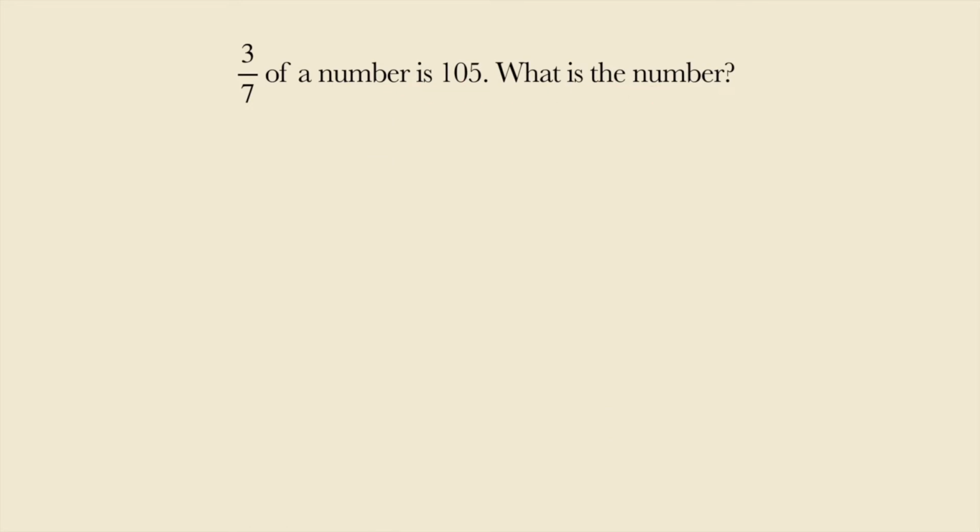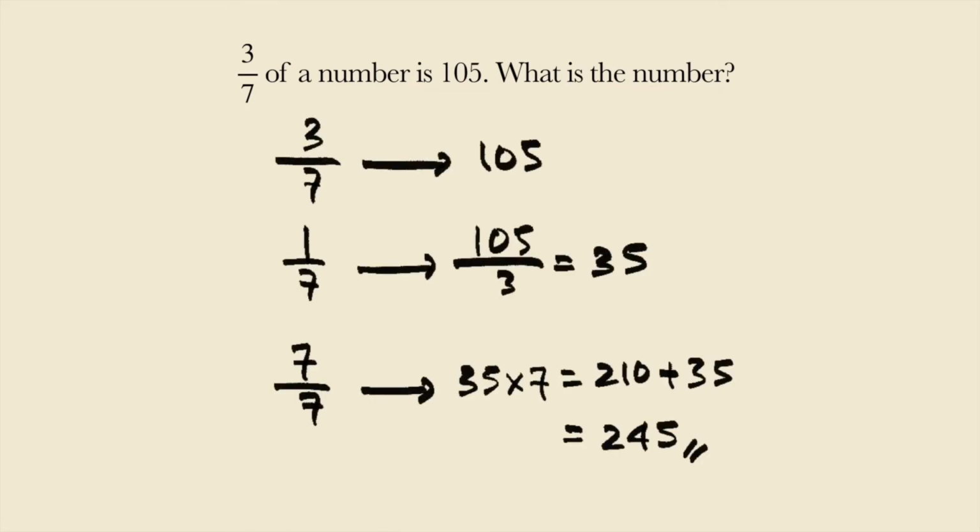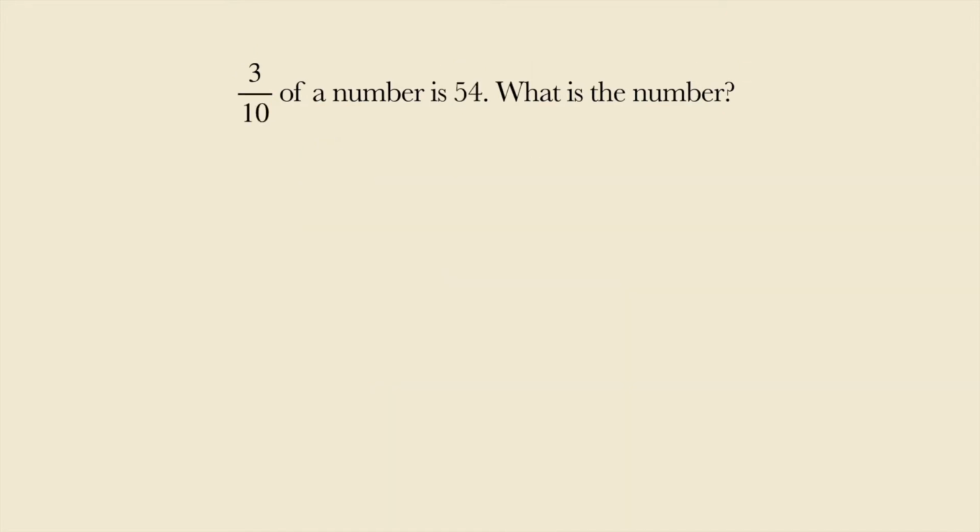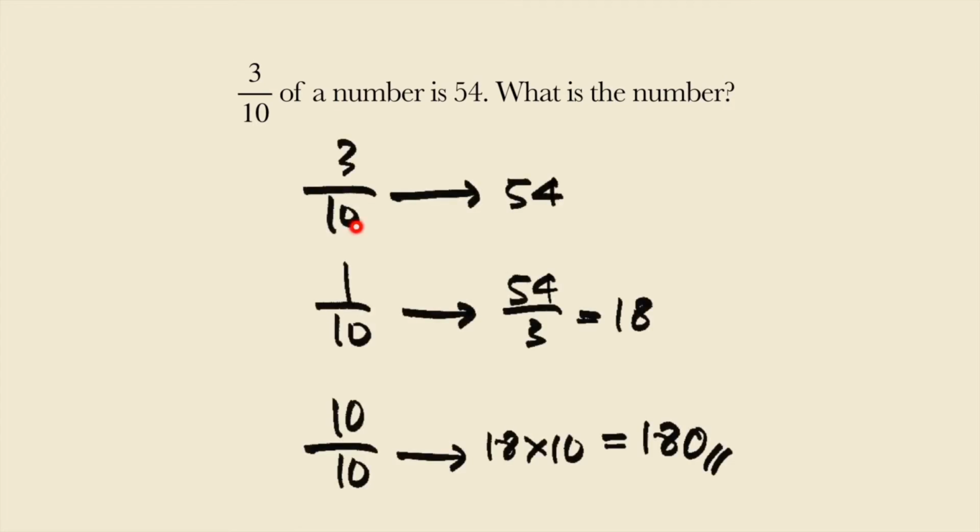3/7 of a number is 105. What is the number? So with equations, 3 units out of the 7 units is 105. 1 unit out of the 7 will therefore be 35. And the number is the entire thing, 7/7. So that's 35 times 7, that's 245. 3/10 of a number is 54. What is the number? Next, 3/10 is 54, so 3 units. 1 unit, we're going to divide by 3. What is the number? So the entire 10 units.